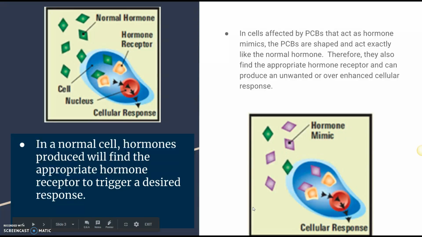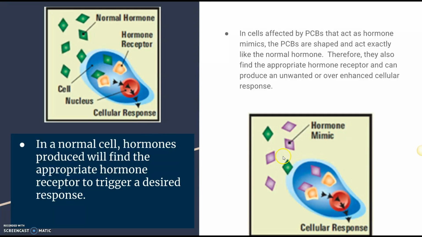In our normal cells, the hormones would normally be produced, and what they do is they bind to a hormone receptor. When they bind to a hormone receptor, it creates a cellular response, and that hormone is either made in the body, or it calls for some of that hormone to be made. So it triggers a desired response when the body needs certain things, like certain hormones. But what happens when you have one of these hormone mimics? You have both mimics and disruptors. So we're going to look at the mimic.